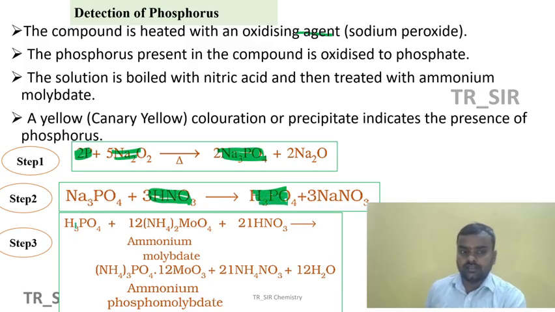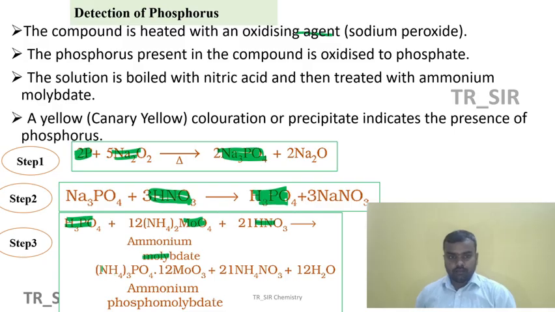This phosphoric acid, when you treat with ammonium molybdate, (NH4)2MoO4, and again add HNO3, that will give the ammonium phosphomolybdate. Guys, this is very very important. The canary yellow color will be there. Canary yellow color confirms that in the given organic compound phosphorus is present.